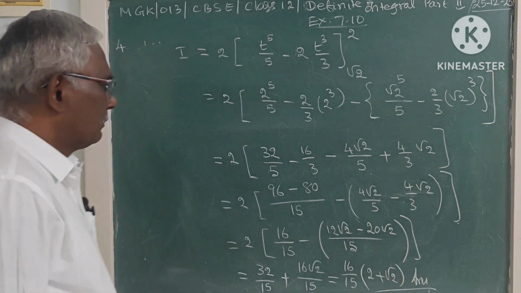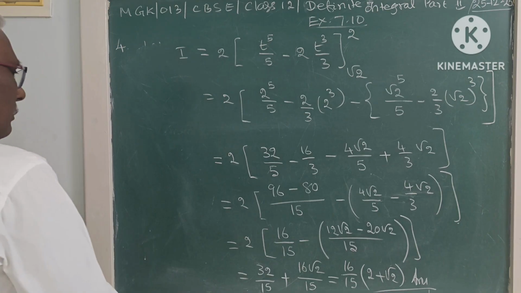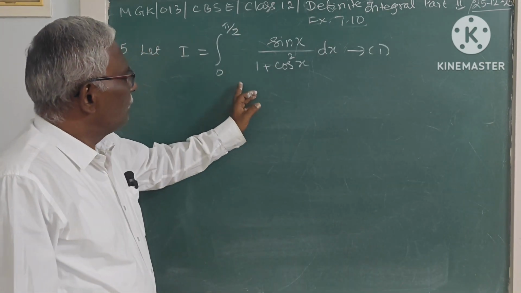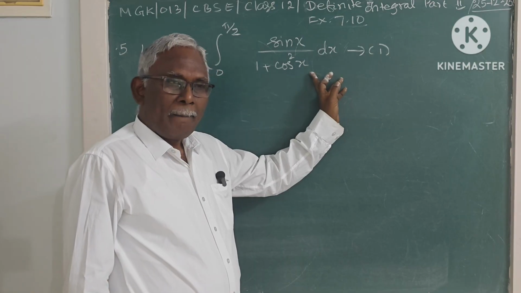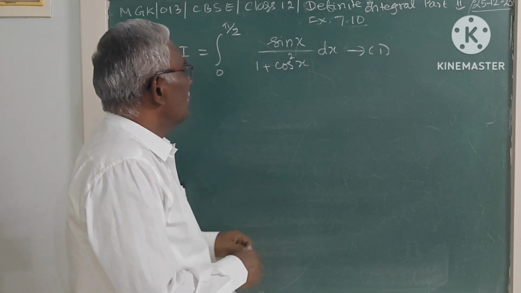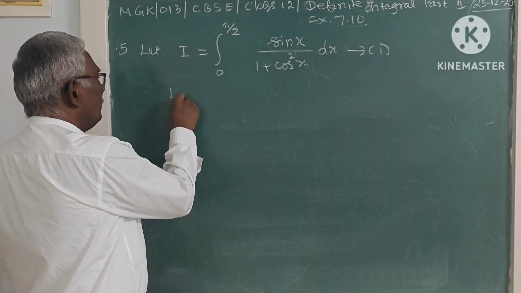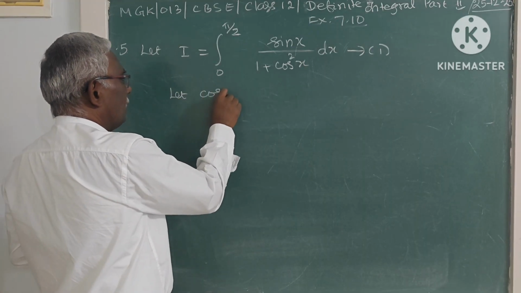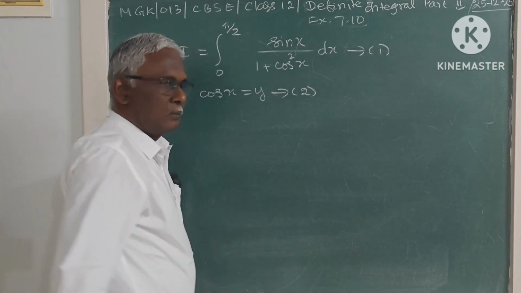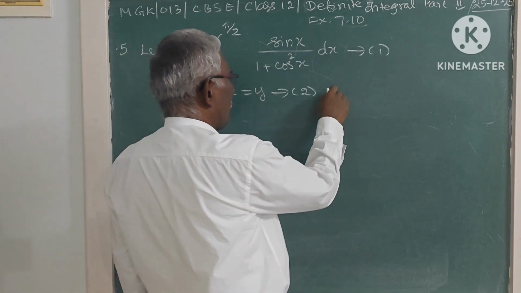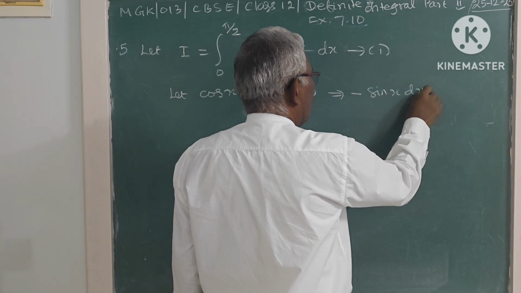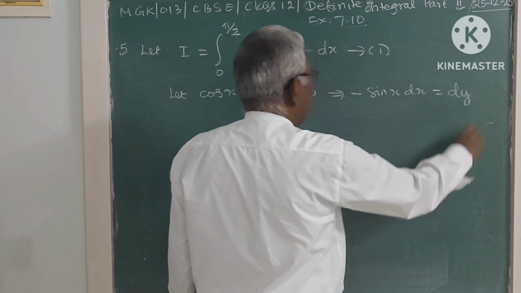The answer. In this integral, if we take cos x as y, then minus sin x dx becomes part of dy. So let cos x is equal to y. This gives minus sin x dx becomes dy.